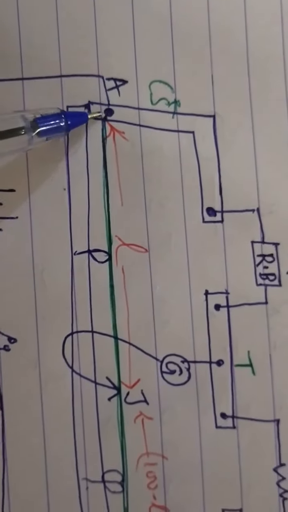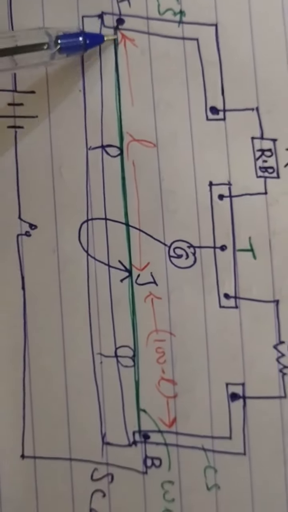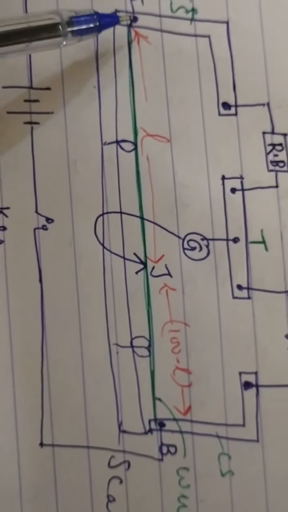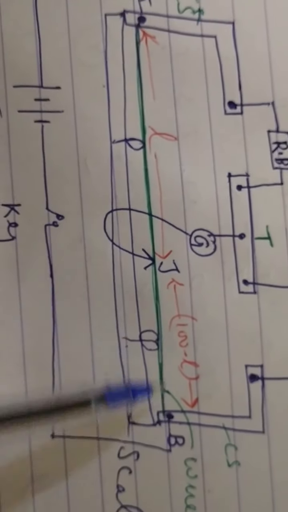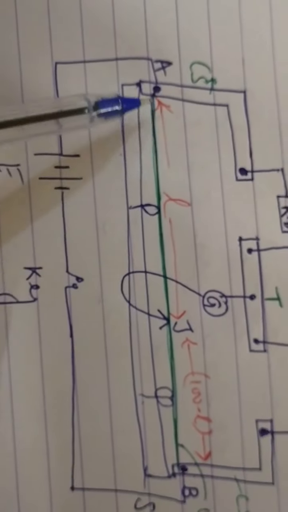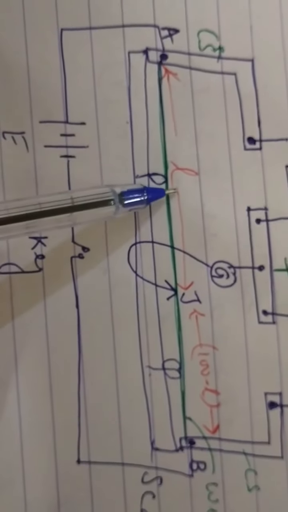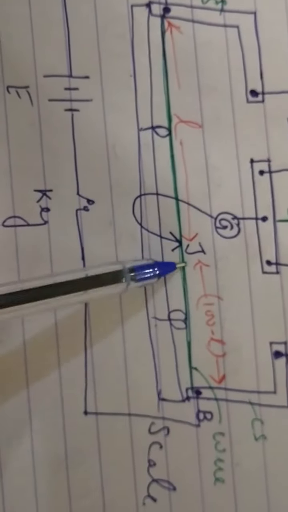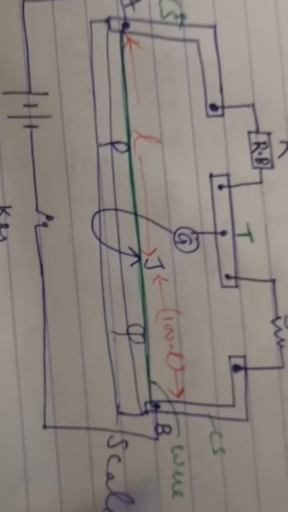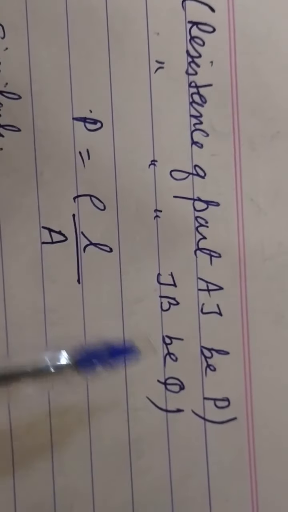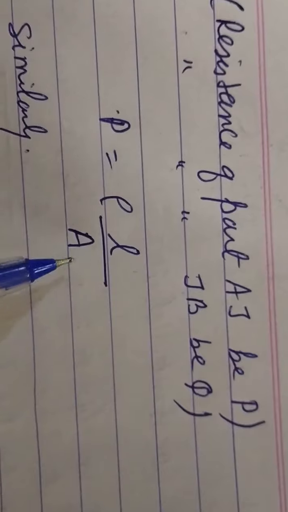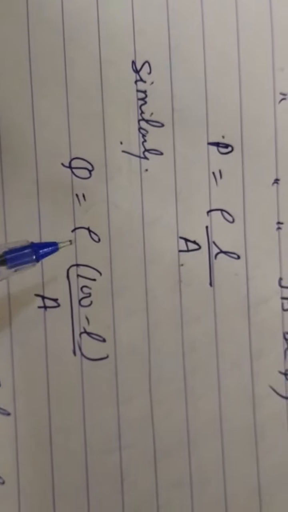Okay. So if the scale starts from here at 1 and goes to 100 centimeters, this is a 1 meter long wire. Let the length of this part AJ be L. So what will be the length of the part JB? 100 minus L. So for AJ we have taken length L, so P is rho L upon A, where the area of cross section is A. Similarly Q will be equal to rho, the resistivity remaining the same, 100 minus L upon A.